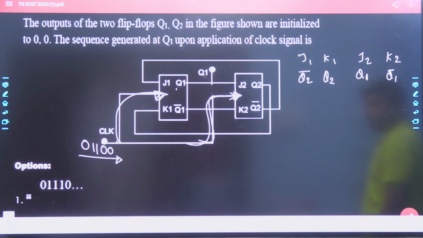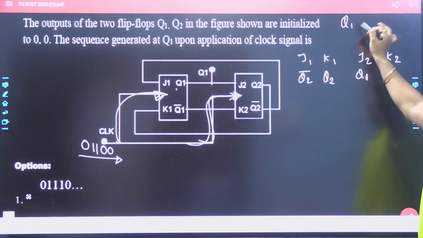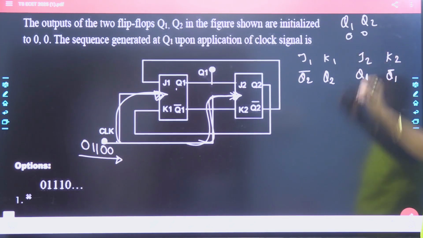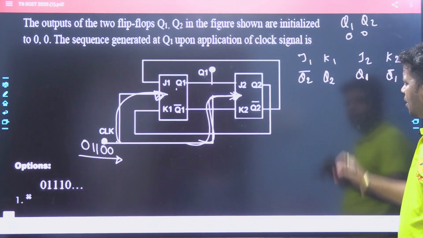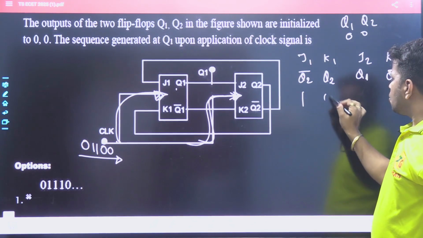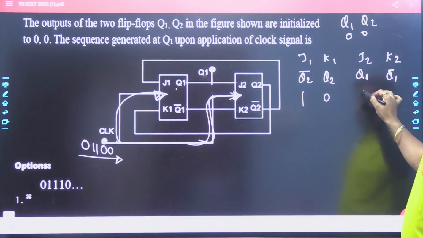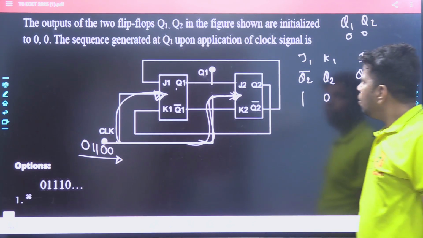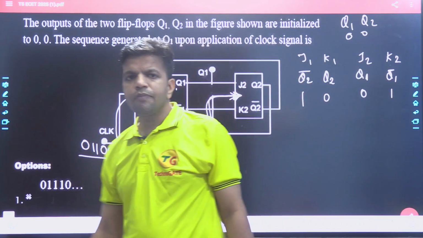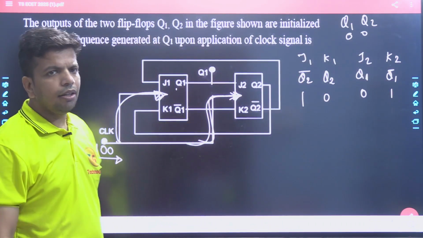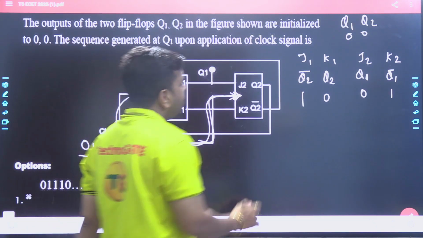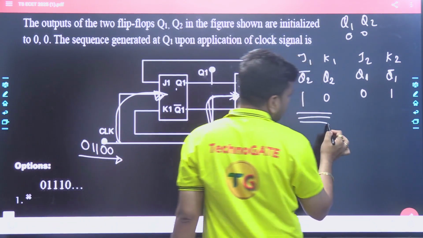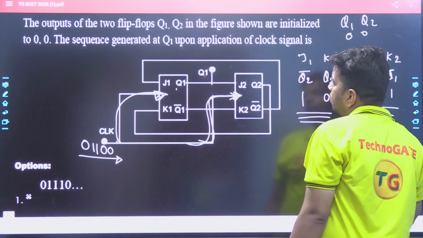Let's see. If the initial value of Q1, Q2 is what? 0, 0. So here what we can say? 0 bar becomes 1. So 1, 0. And this is 0, 1. Okay. This is 0, 1. Like that. Okay. So on the basis of that it gives you the value, and on the basis of that it gives you the value.